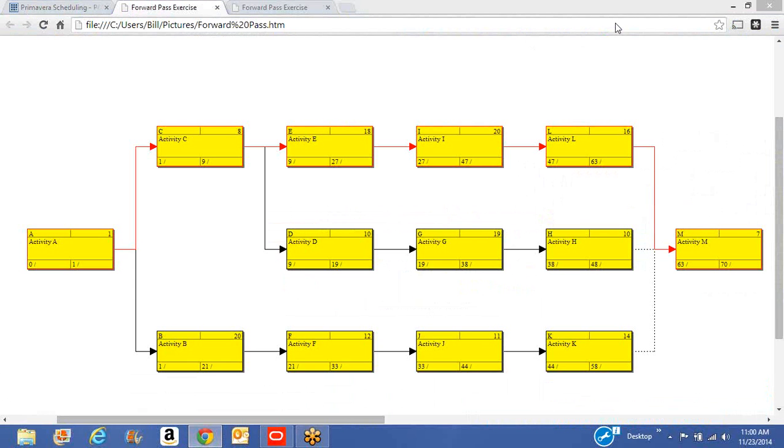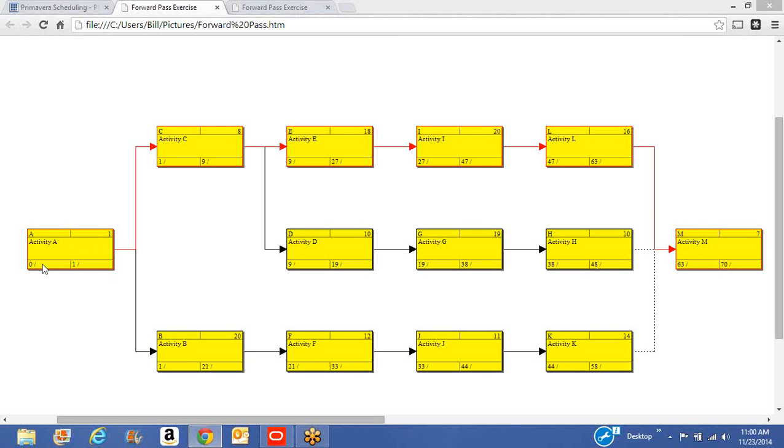And here we are. Here's the forward pass. In the upper left-hand corner of each box is the activity ID. In the upper right-hand corner is the duration. Down below, I've put in this bottom row to indicate the float calculation. I shouldn't say the float calculations, but the forward numbers. And you'll see that I've got a division here. I'm using the slant to indicate that there will be another number plugged in a moment.